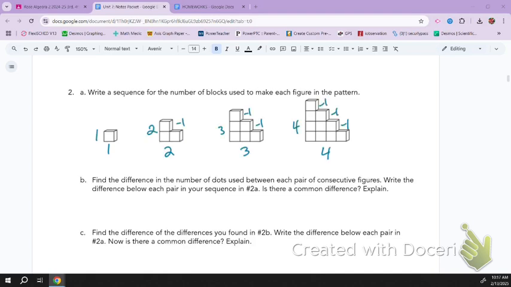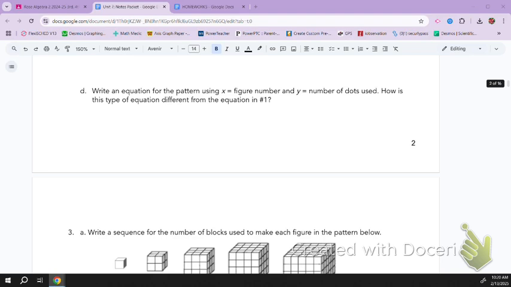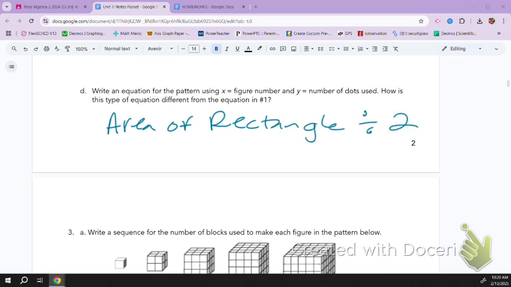I'm okay with us just recognizing that this is going to be a quadratic relationship. And it's kind of weird because it looks like it's a 2 by 2, a 3 by 3, but we are subtracting some of the blocks as we go. So for part D, we'll just say that this is the area of a rectangle, but it's being divided by 2. So we see that pattern. It's definitely going to be quadratic. For right now, we'll leave it at that. We don't need the equation today.